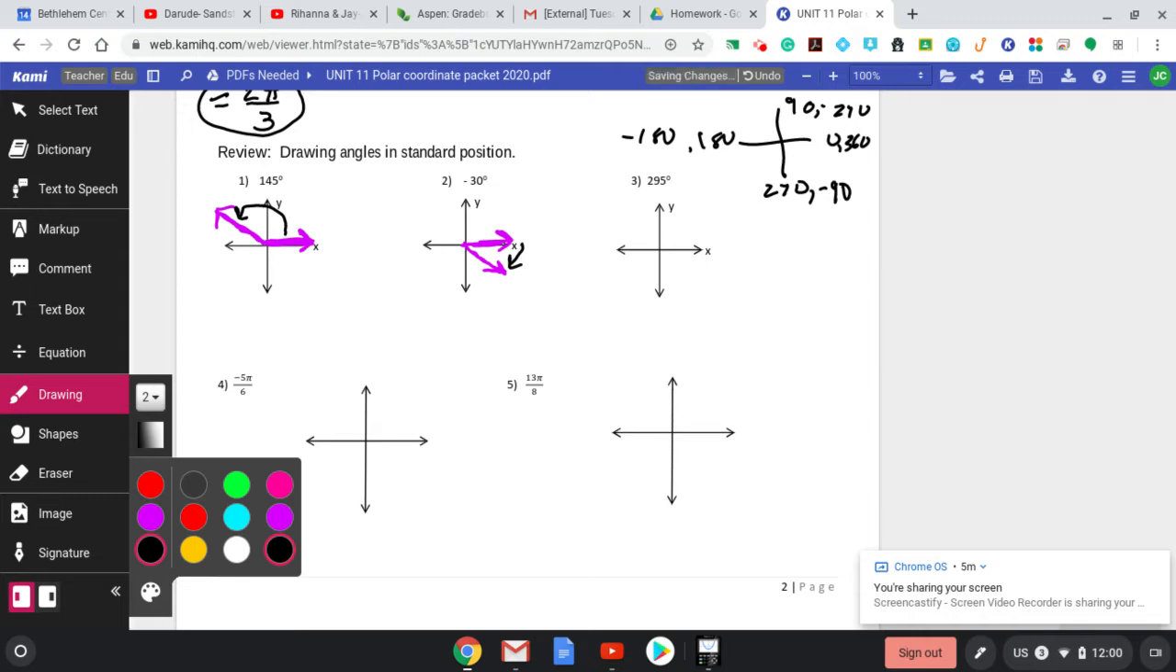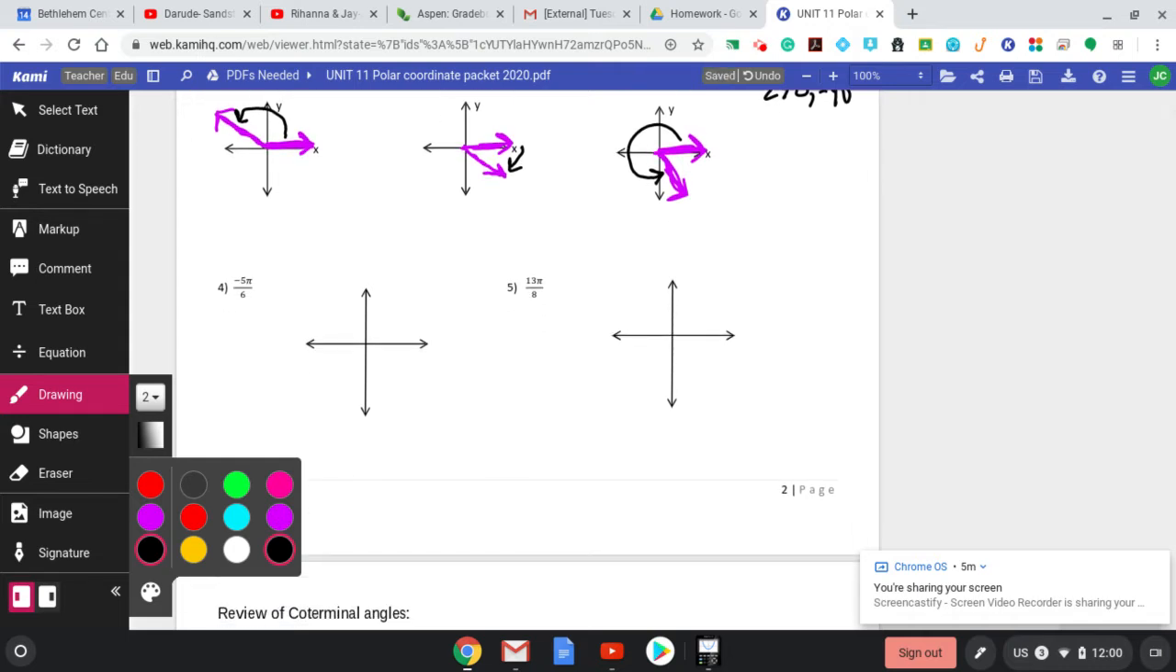Going this way. Okay. And then you guys can try out right now 295. That's going to be in the fourth quadrant, closer to 270. So we want to make it closer to 270. And we want to make sure we got our rotation arrow going in a positive direction, counterclockwise. Okay, now we're going to radians now.